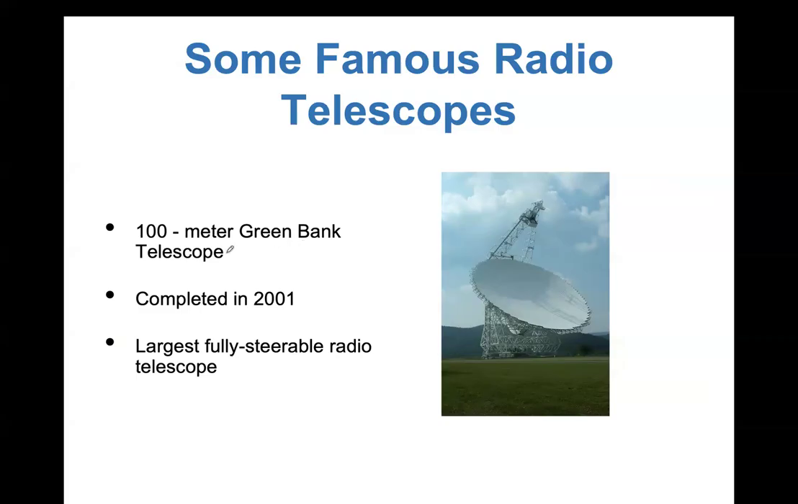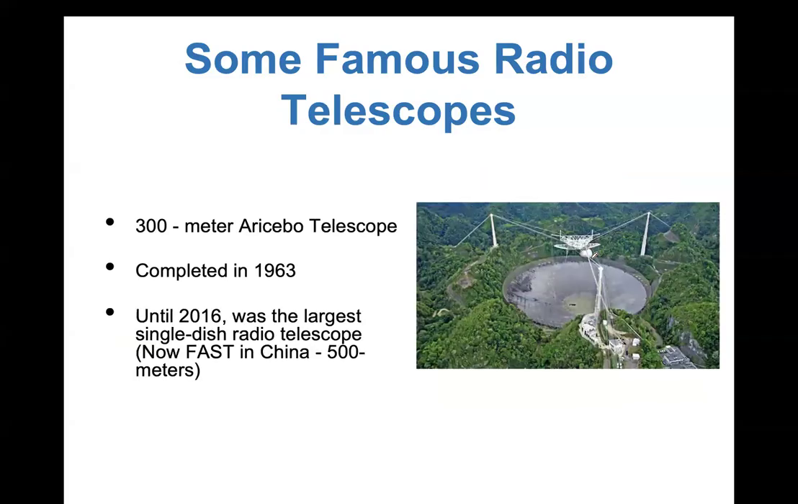Some that have been built are the 100-meter Green Bank telescope, right? So 100-meter size, way bigger than the biggest visible light mirror. Completed in 2001. Although it's pretty impressive how big that visible light mirror of the Extremely Large Telescope is, considering it's about a third the size. And the Green Bank is the largest fully steerable radio telescope. So it can actually change where it points. It's not just pointing in one fixed direction.